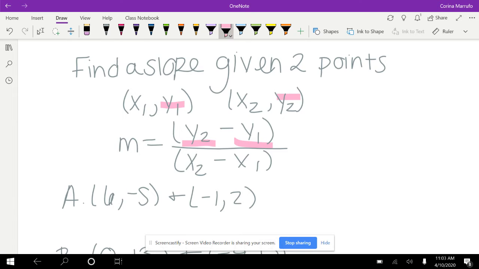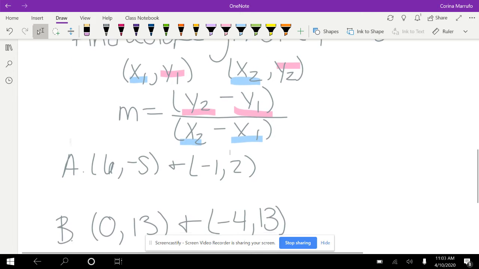Okay? And then you do the same thing for the x value. So you take the second point first, whatever your x value is on the second point, which is x2, and then you're going to subtract the first point, which is x1. So let's do some examples.